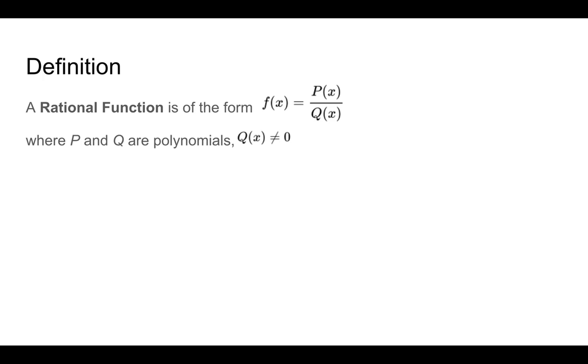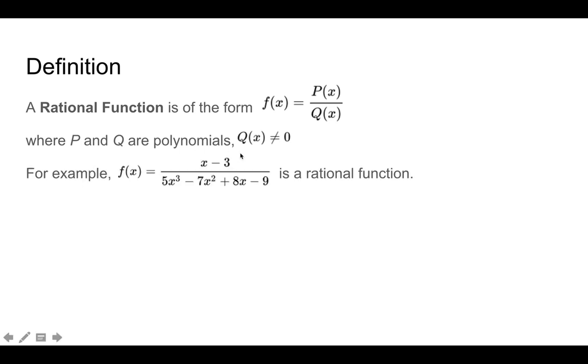A rational function. The word rational in math always means fraction. Anytime you see the word rational, you're talking about a fraction. In particular here, we're talking about a fraction of polynomials. So top and bottom are both polynomials, with the exclusion that the bottom, the denominator, cannot be the perfectly good polynomial 0 because we can't divide by 0.